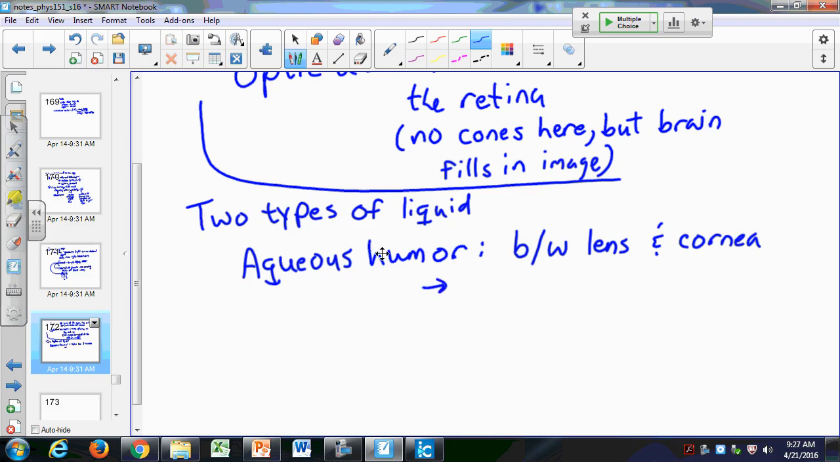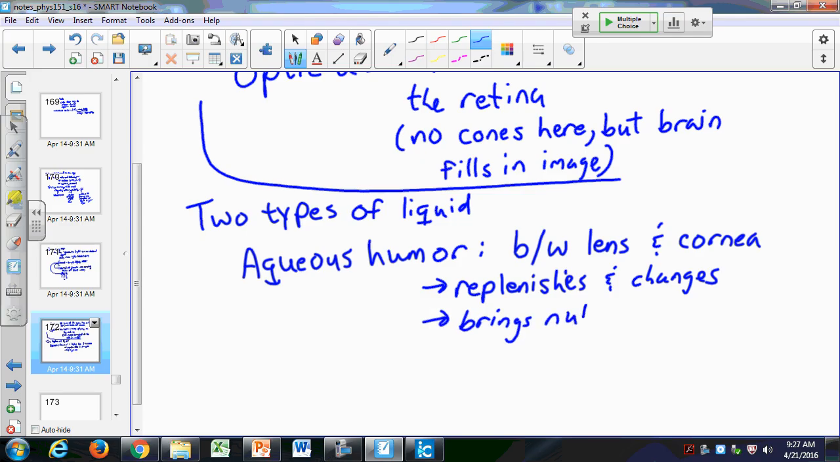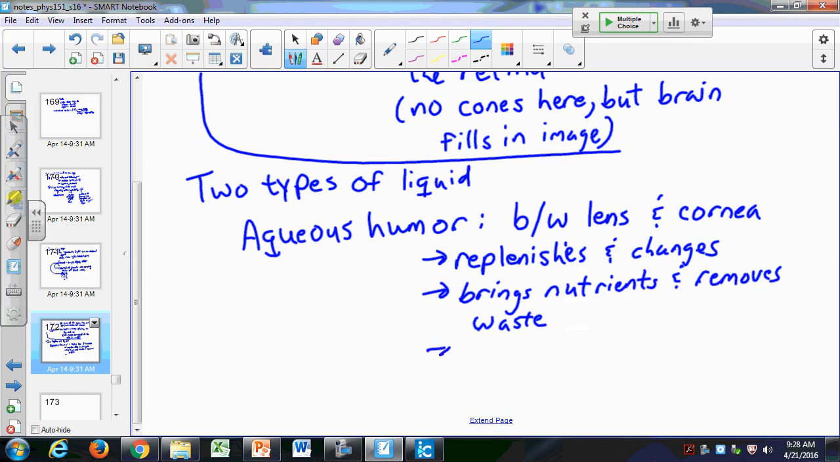This liquid replenishes. It will drain away and be replenished over time. We discussed that in the chapter on fluids, how this aqueous humor can replenish. If it doesn't drain properly, then you have issues. I think that was glaucoma, right? Anyway, it replenishes and changes over time. It brings nutrients and flushes waste to your eye. And if you have too much pressure here, this is called glaucoma.